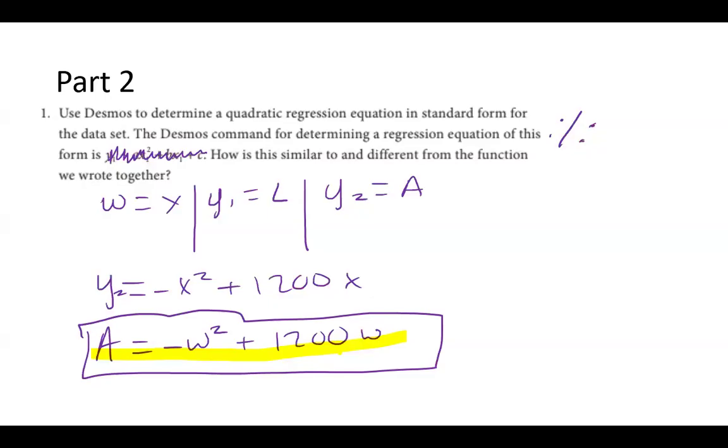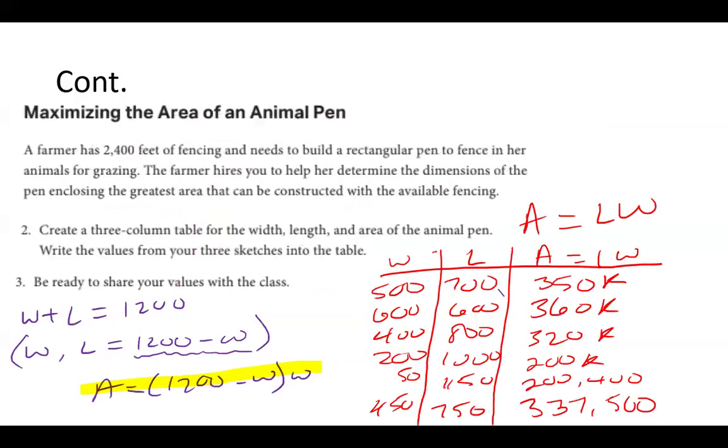So the difference is that the one we wrote together was in factored form. Does that make sense? And this one is going to be in standard form. So this is the standard form, and the one we wrote together is our factored form. And this is our factored form. But they are the same.